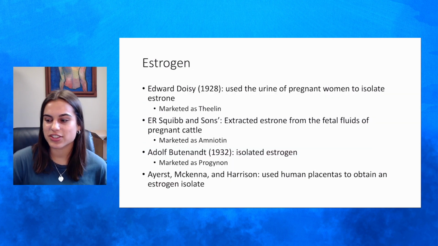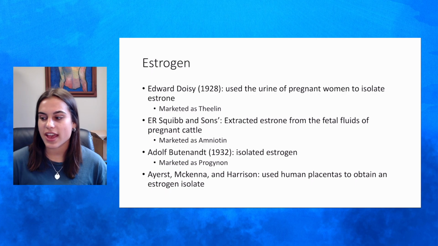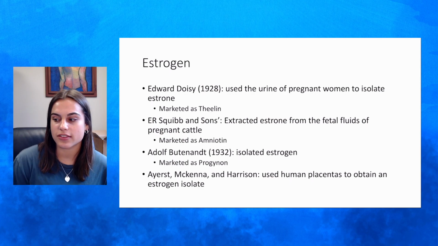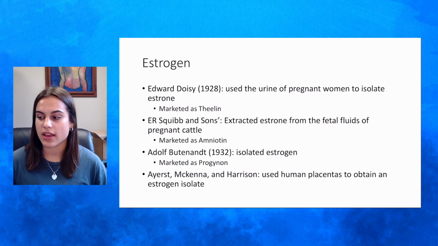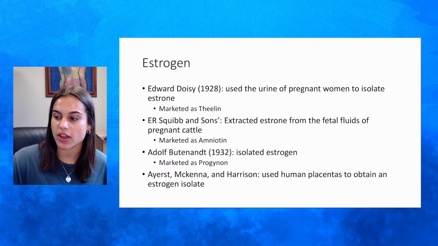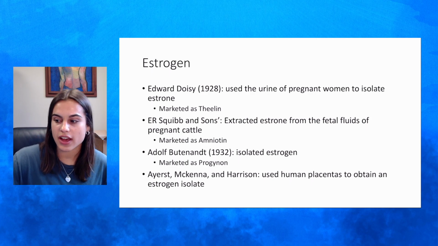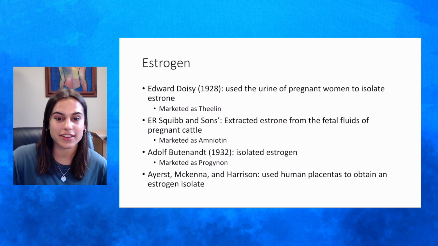So estrogen was first crystallized by Edward Doisy in 1928, and he did this from the urine of pregnant women. And then in July 1931, he held a second patent to manufacture and sell the product, and he sold it under the brand name Theelin, and it was first used as a woman's health aid, and the structure was later known as estrone. And then E.R. Squibb and Sons came along, and they sold Amniotin, which was an estrone extract, and that came from the fetal fluids of pregnant cattle.